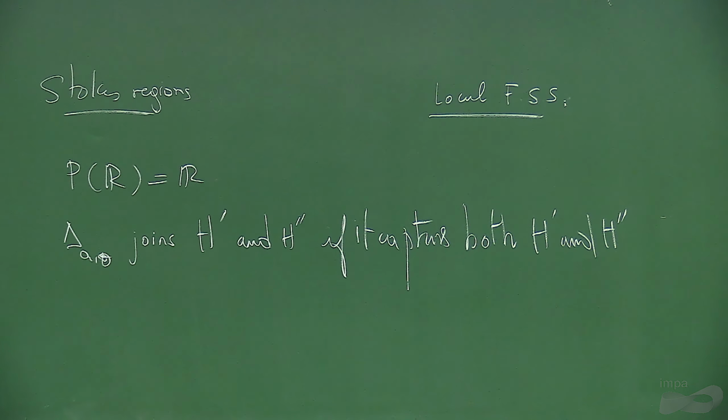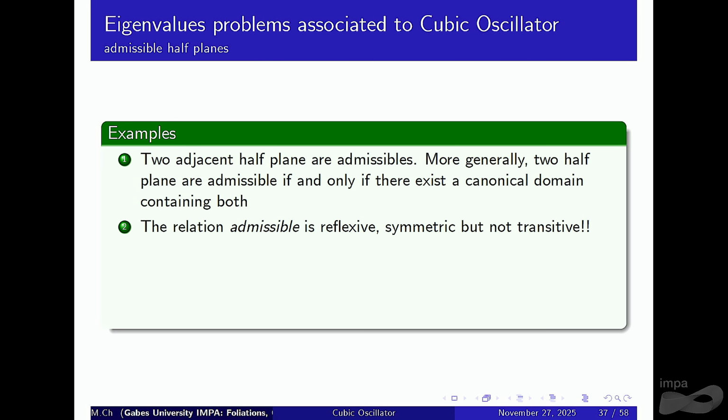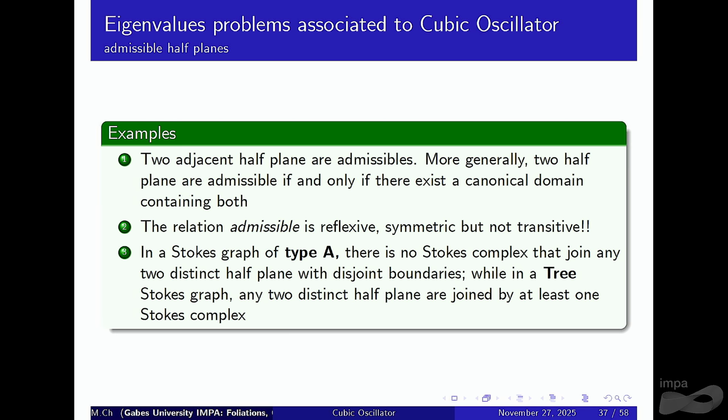For example, two adjacent half-planes are admissible, and more generally, two half-planes are admissible if and only if there exists a canonical domain containing both. The relation of admissibility is reflexive and symmetric, but not transitive, as I mentioned in some example. In a Stokes graph of type A, for example, there is no Stokes complex that joins any two distant half-planes with disjoint boundary. While in a tree case, any two different half-planes are joined by a Stokes complex, as given in the figure.